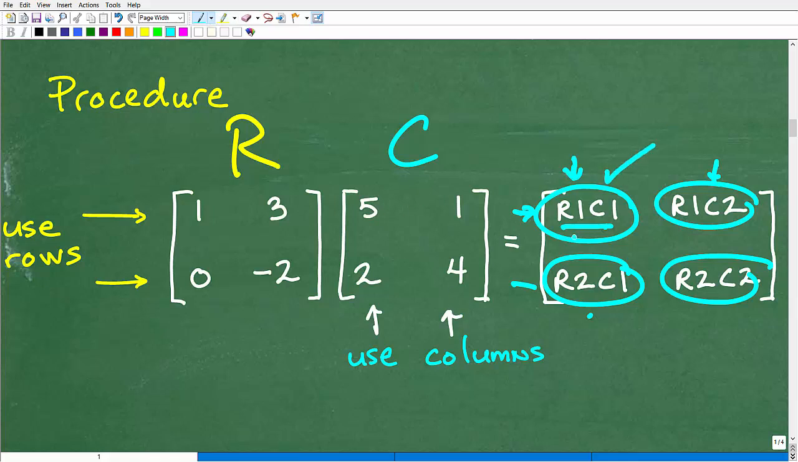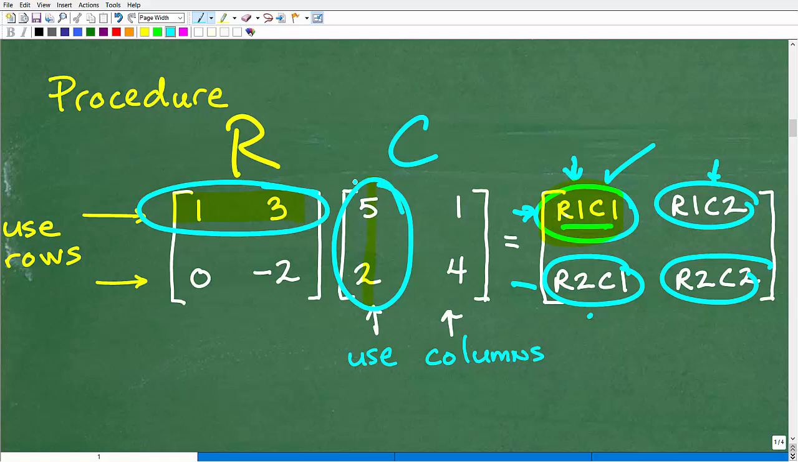So how do we calculate row 1, column 1? Well, we're going to use row 1 of the first matrix and column 1 of the second. Remember, we'll always use the rows of the first and the columns of the second. So to get the answer here, row 1, column 1, this position, we have to use row 1, column 1.